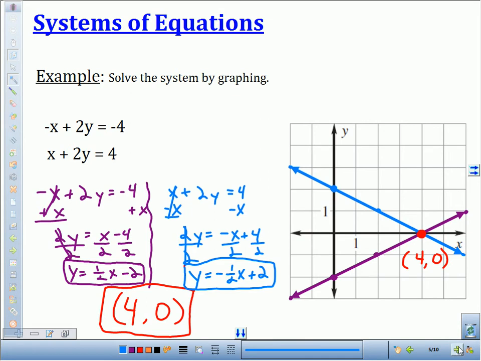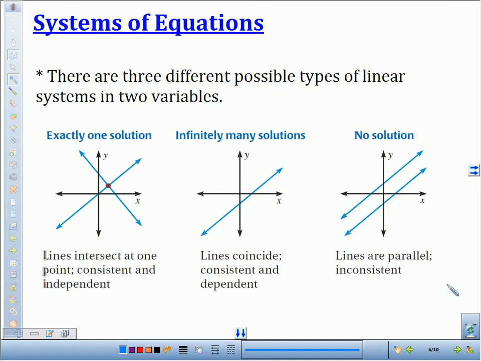Now, when we're dealing with systems of equations, there's a little bit of vocabulary that we use. We need some words to describe the 3 different possible types of systems with 2 variables. Anytime we're graphing or solving 2 equations in a linear system, there are 3 possible types of answers. One is if I have 2 lines that are just regular old plain lines, they intersect at a single point. They have exactly one solution. They are considered consistent and independent.